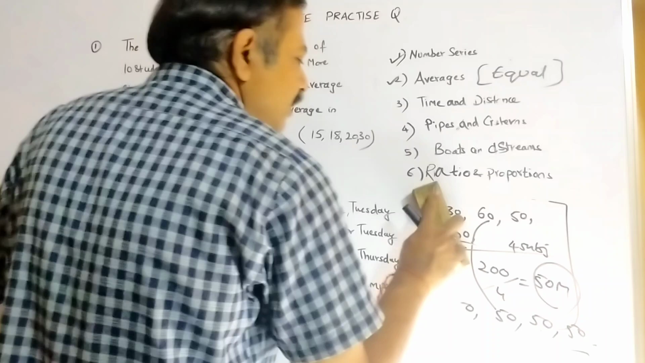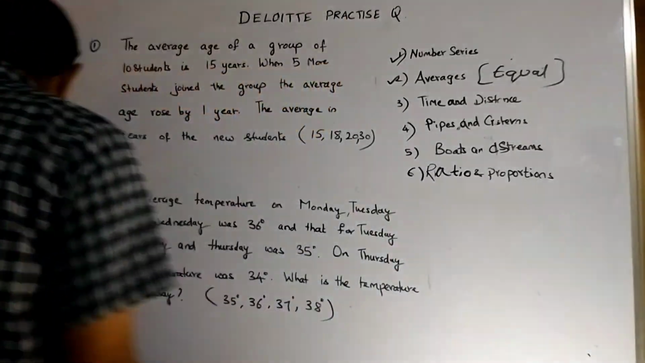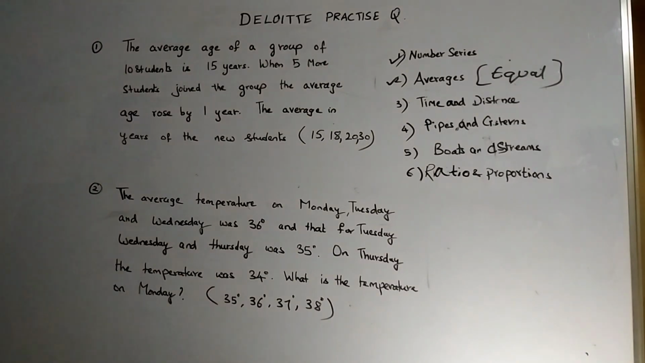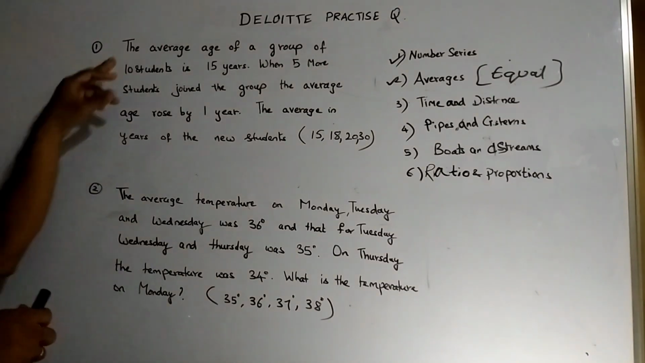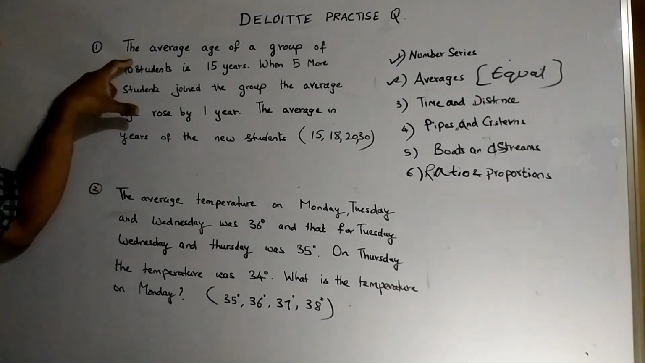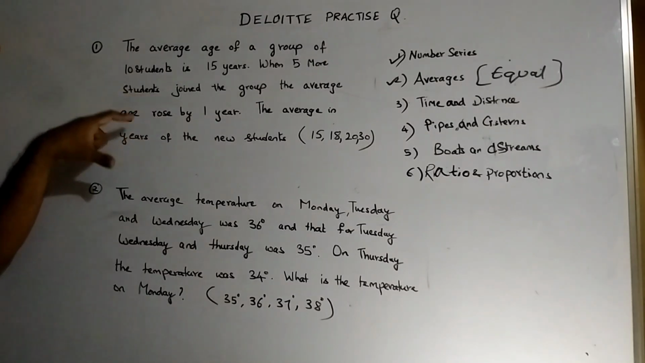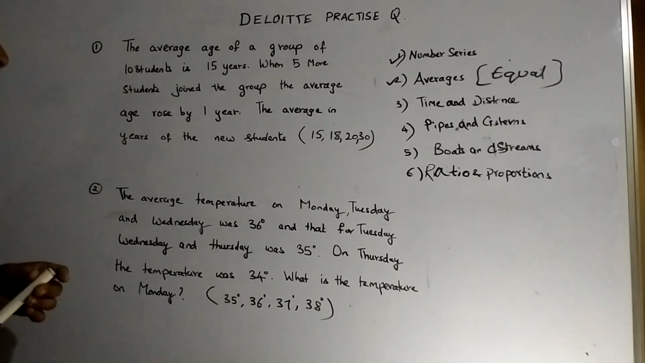So let us see, dear students. Now let us go to the actual question in average. Question number 1 from the Deloitte model. The average age of a group of 10 students is 15 years. When 5 more students join the group, the average age rose by 1 year. What is the average age in years of the new students?